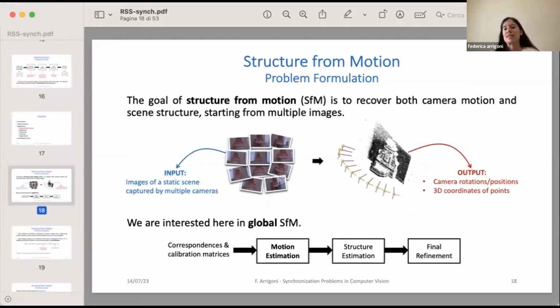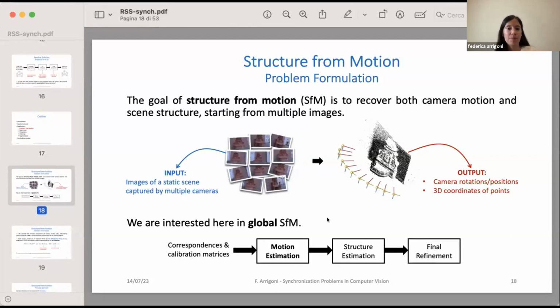Structure from motion is the formal name for 3D reconstruction from images. The task is to recover two things. One is camera motion and the other is the scene structure, where the former refers to camera rotation and position, whereas the latter refers to the 3D coordinates of the points, where the input are many images of a static scene captured by multiple cameras.